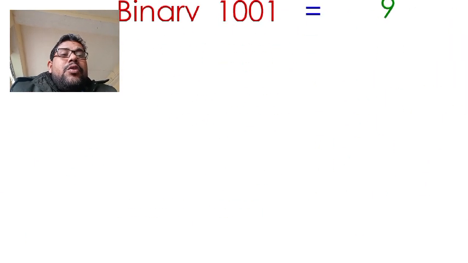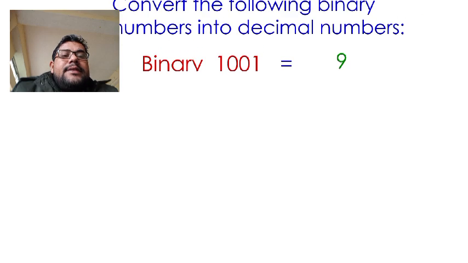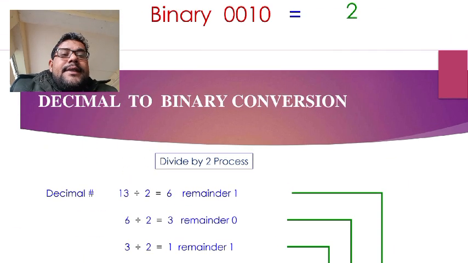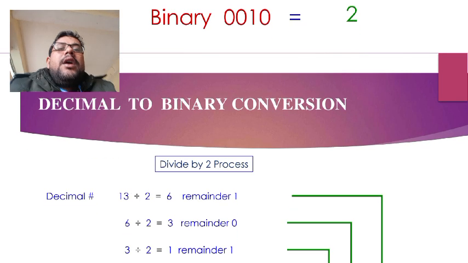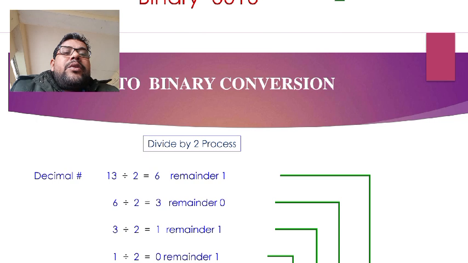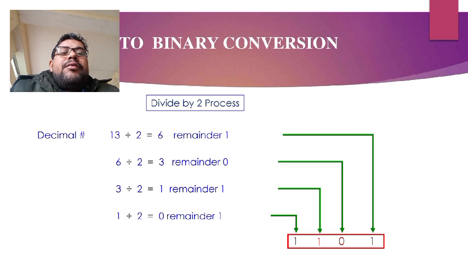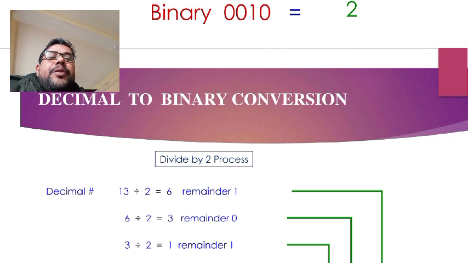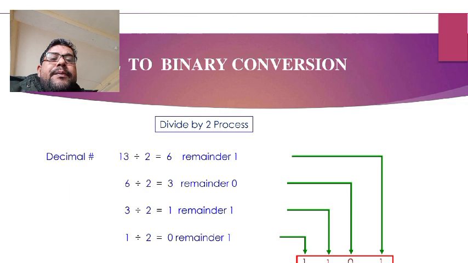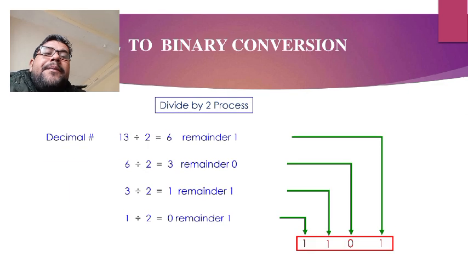Next, this is how you can write it. We have written this in these examples. Next, we will discuss the decimal to binary conversion. How can we convert a decimal number to a binary number? For converting a decimal number to a binary number, we need to divide it by 2. How will we convert? We can see this example.